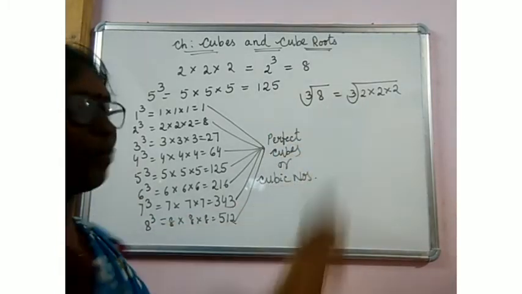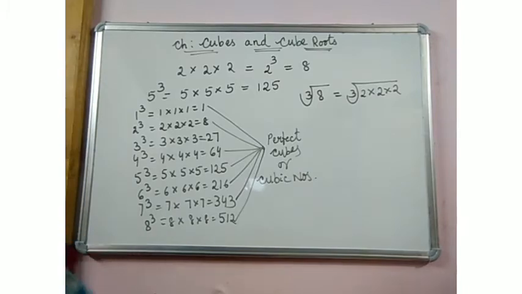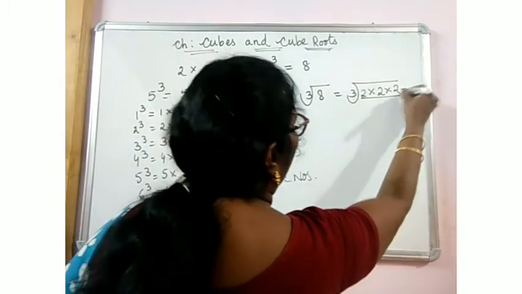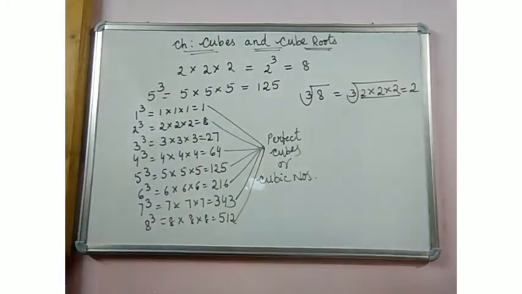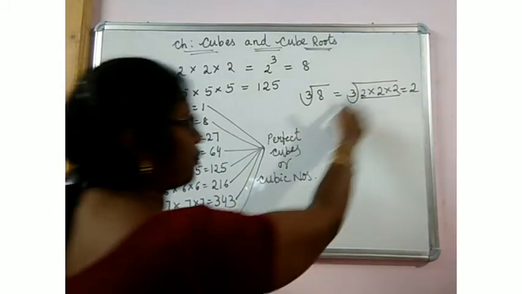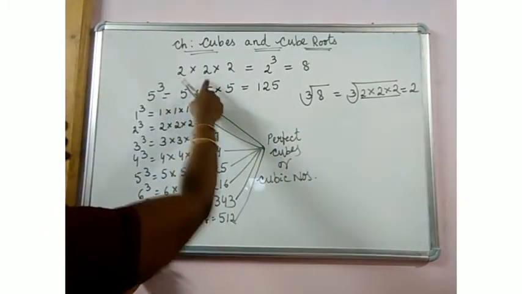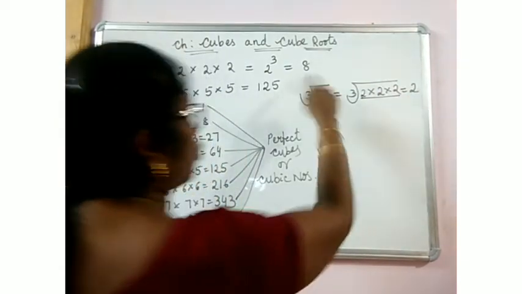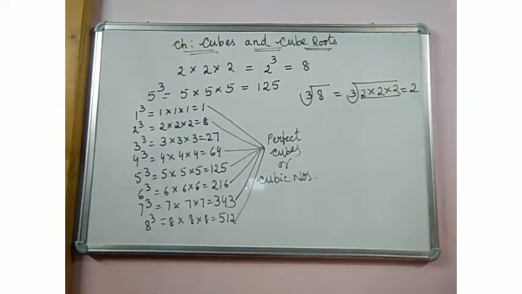For 2 equal factors, you used to take 1. For cube root, for 3 equal factors, you have to take only 1 factor. That is 2. So 2 into 2 into 2, the cube root is 2. So got it or not? So the cube root of 8 is equal to 2, or 2 cube is equal to 8. I hope this is clear to you.